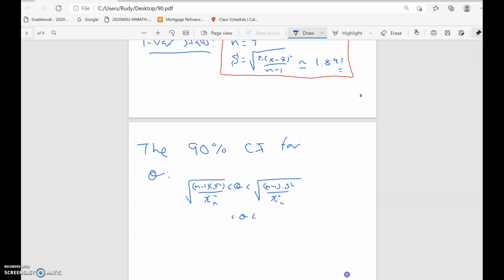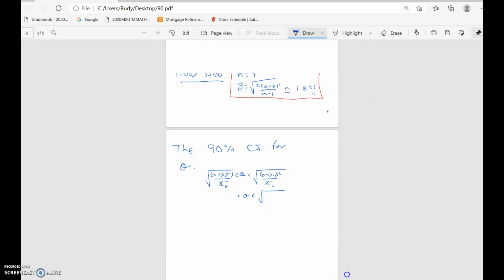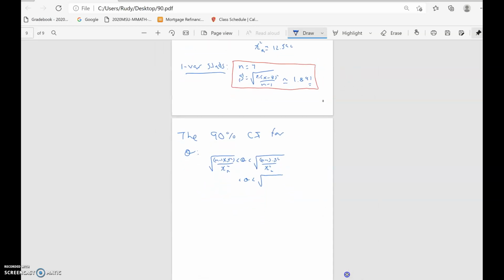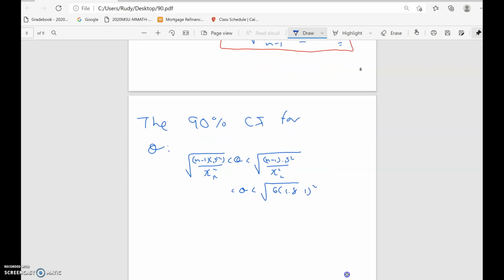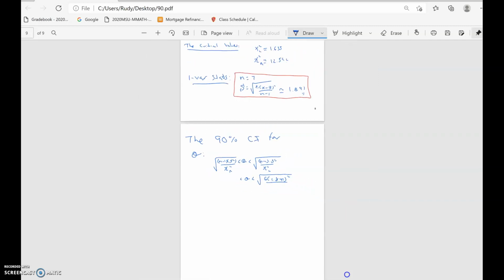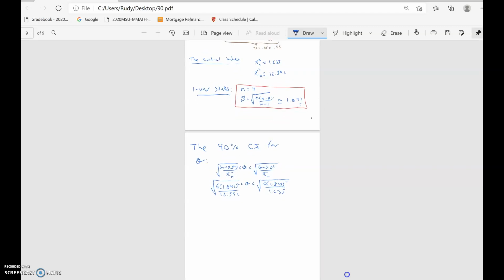Which in this case, we're going to be evaluating. So this will be 6 times 1.841 squared divided by 1.635, and then on the other side 6 times 1.841 squared divided by 12.592. So please take a second and evaluate these two.